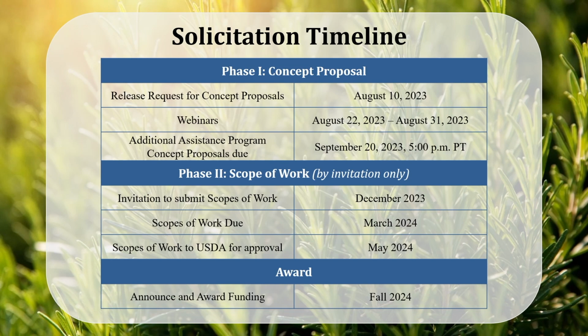CDFA will present its recommendations at a public meeting in March, and scopes of work must be largely completed at that time and finalized by the start of April. CDFA will submit the proposal recommendations to USDA in May and wait for the USDA's final say regarding which projects receive funding. We anticipate announcing and awarding funds in the fall of 2024. Note that all funding decisions are made by the USDA, and participation in the Additional Assistance Program does not guarantee funding.